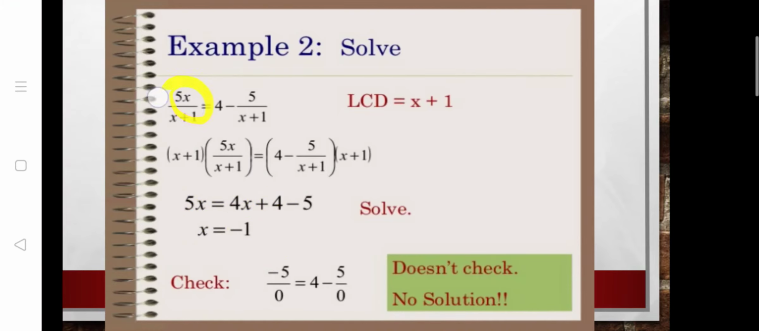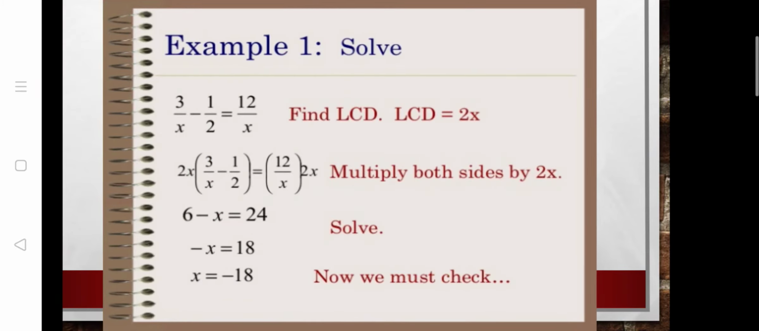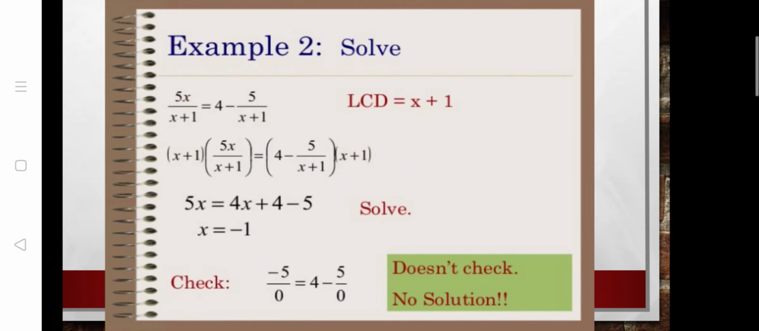So this will be 5 times negative 1 is negative 5. Then negative 1 plus 1 is, again, negative 1 plus 1 is 0. Then this will be 4 minus 5. Then negative 1 plus 1 is 0 as well. As you can see, we have undefined here. Okay, so undefined and undefined. In that case, we cannot identify the exact value of this equation.